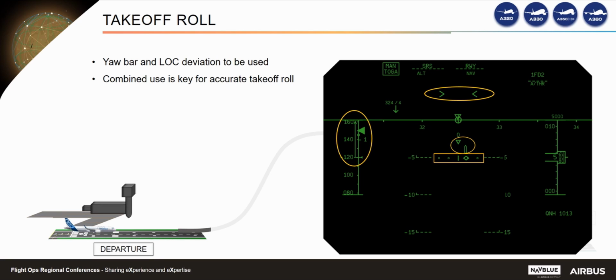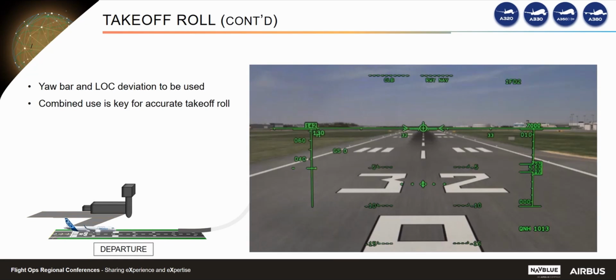The yaw bar is to be used as a guidance for the flight crew in order to know which rudder pedal to press to move the aircraft towards the runway centerline. The log deviation symbol indicates the position of the aircraft in relation to the runway centerline. Let's now see an example of a takeoff roll until decision speed V1.